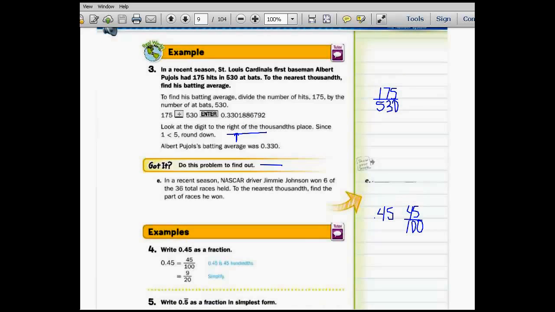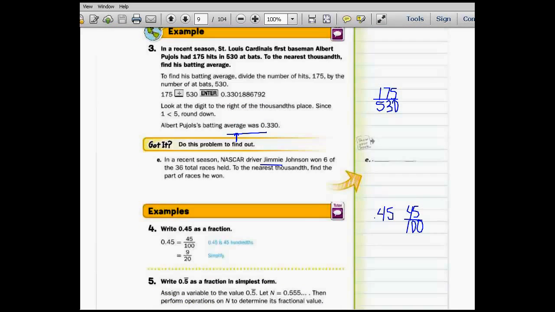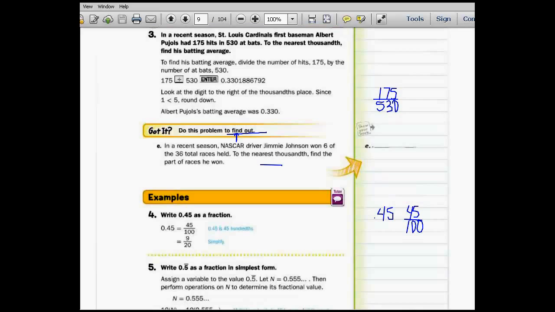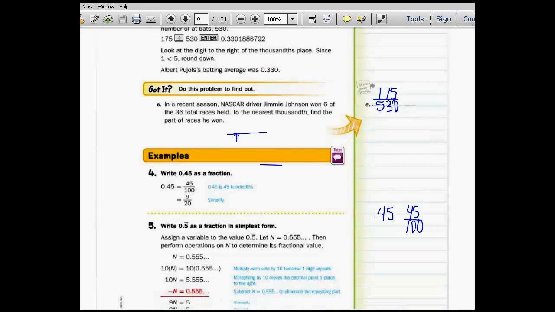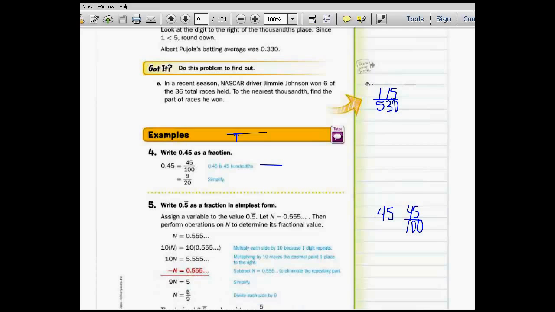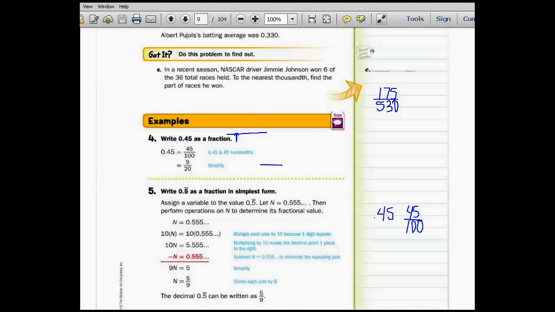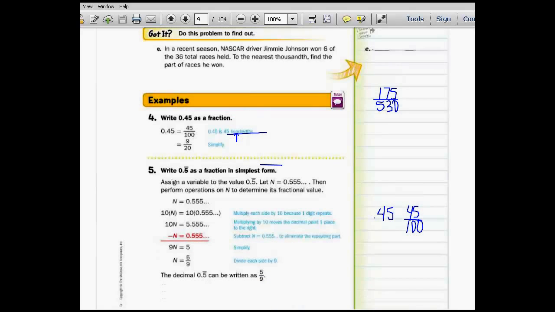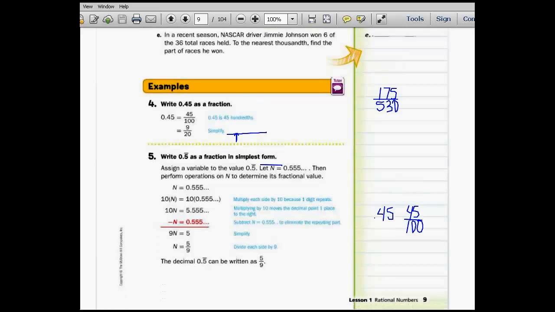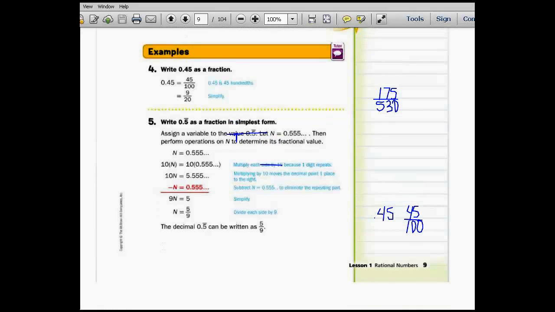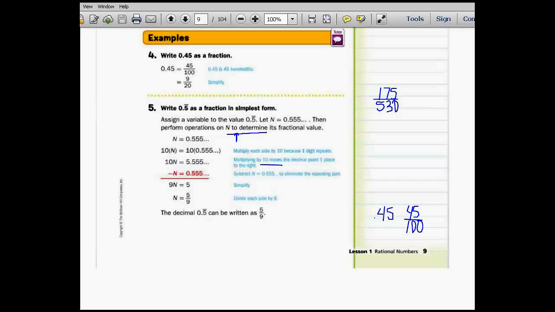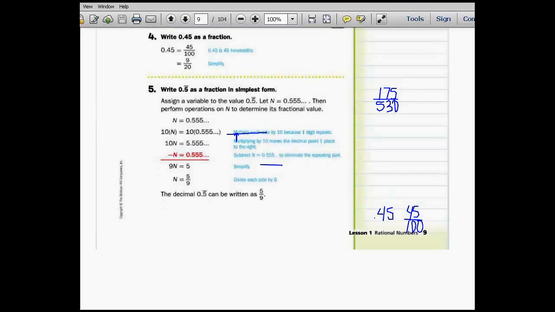All right, let's move down and see what else we got on here. There will be some more for you to try in just a minute. But first of all, we need to deal with repeating decimals and writing those as fractions. In the book, it talks about a lengthy algebraic way to make a repeating decimal into a fraction. I've got a shortcut for this, so let's talk about the shortcut.